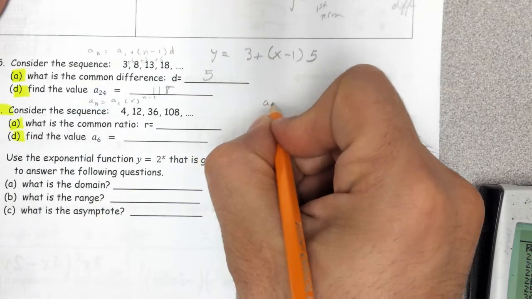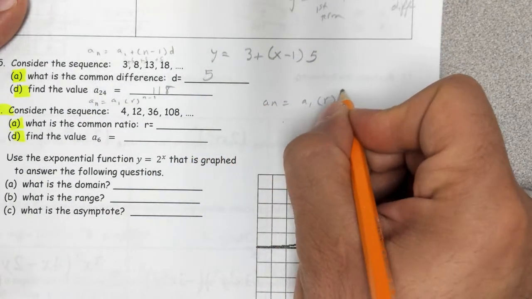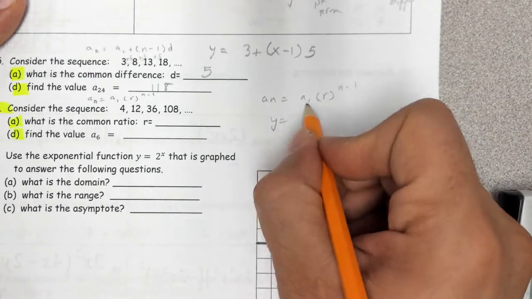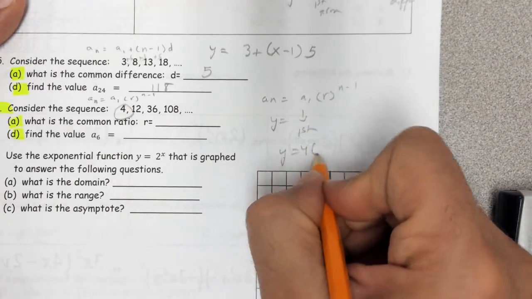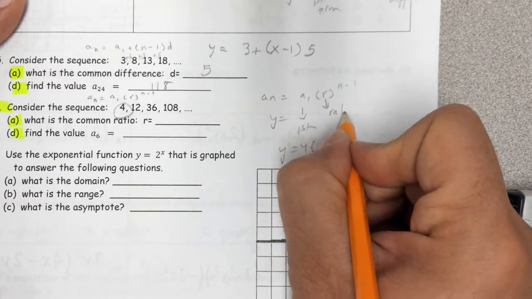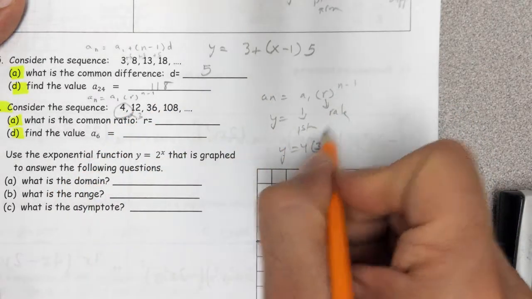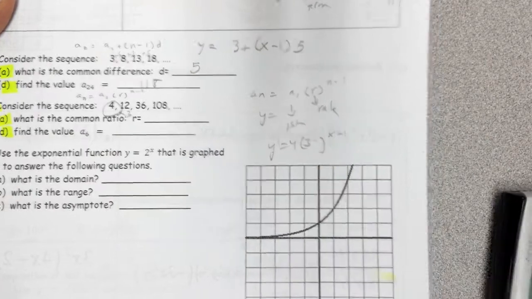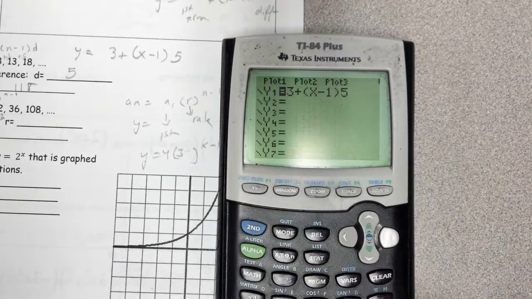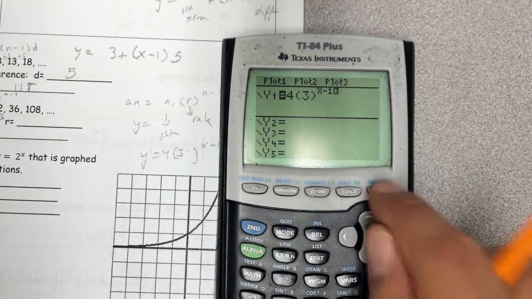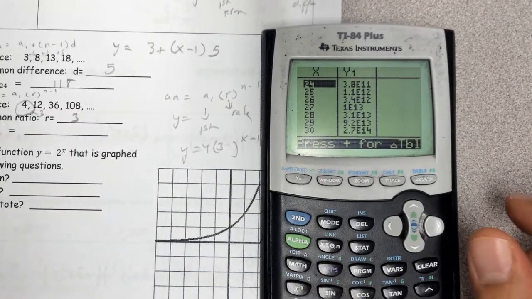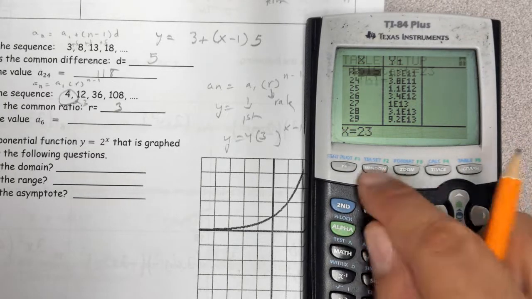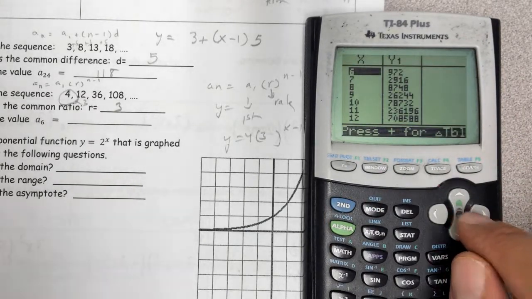It says an equals a1 r to the n minus 1. Again, that's a y equals, that's your first term. The first term here is 4. R is your rate, which you're multiplying by. From here to here, you're multiplying by 3. And the letter n just becomes x. Once you get that, you just always plug it in your calculator. And then you can look at the table. The rate is 3. The value of A6, the 6th value, is 972.